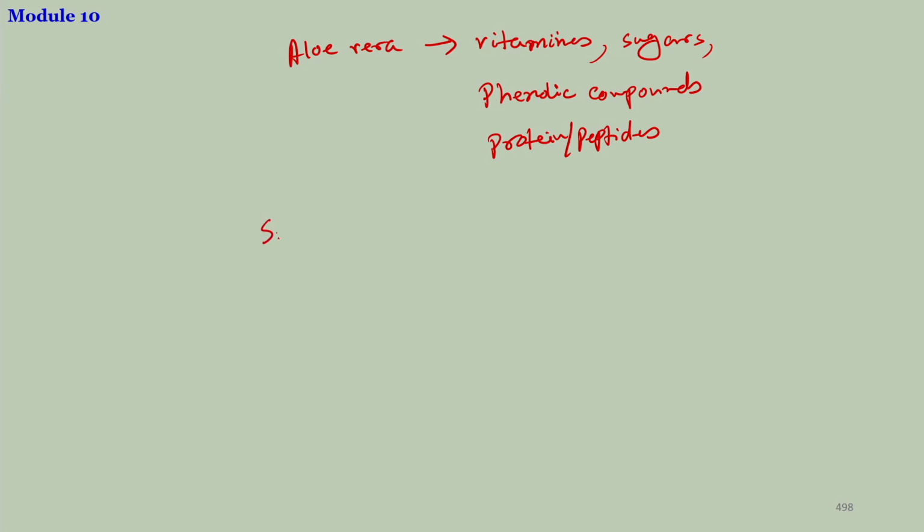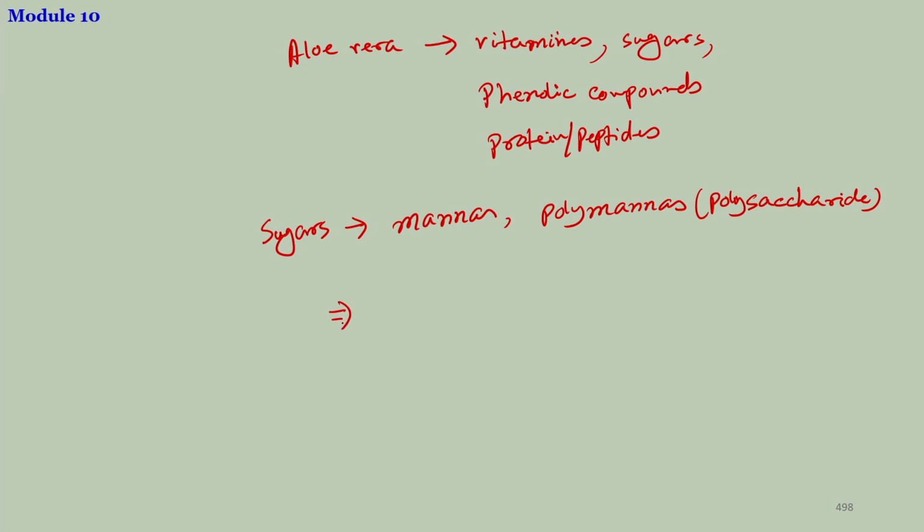So, when we are talking about sugars, it has a high amount of mannose, the structure you can find out, or polymannose, which is basically a polysaccharide. And because of all this composition in aloe vera, it shows a lot of good biomedical activities. This is a very nice anti-inflammatory agent. It has antibacterial activity.